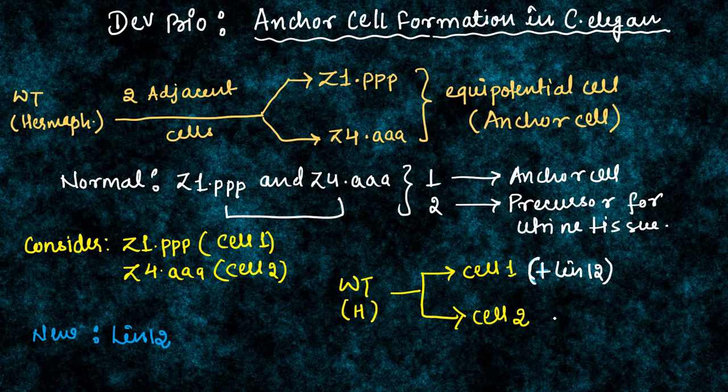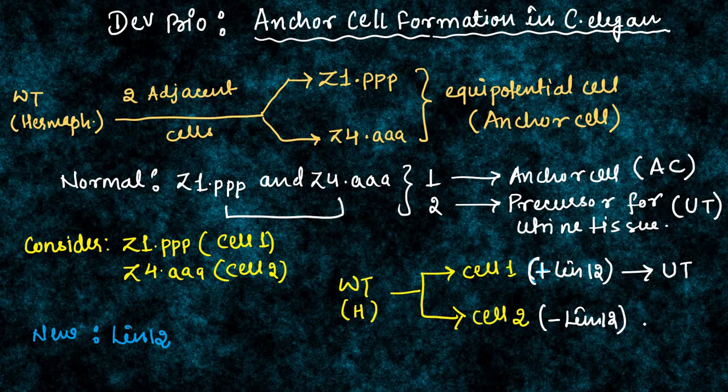And suppose cell 2 is not having any Lin-12, minus Lin-12. So there is an absence of Lin-12 in the case of cell 2. The cell which will be having this Lin-12 will become uterine tissue, UT. Let's use the short form AC for anchor cell, and UT for uterine tissue. The cell which will be lacking this Lin-12 will convert itself into the anchor cell.